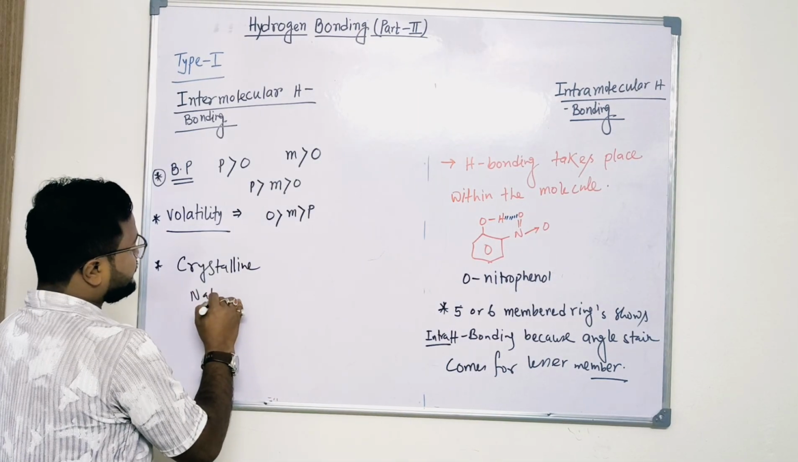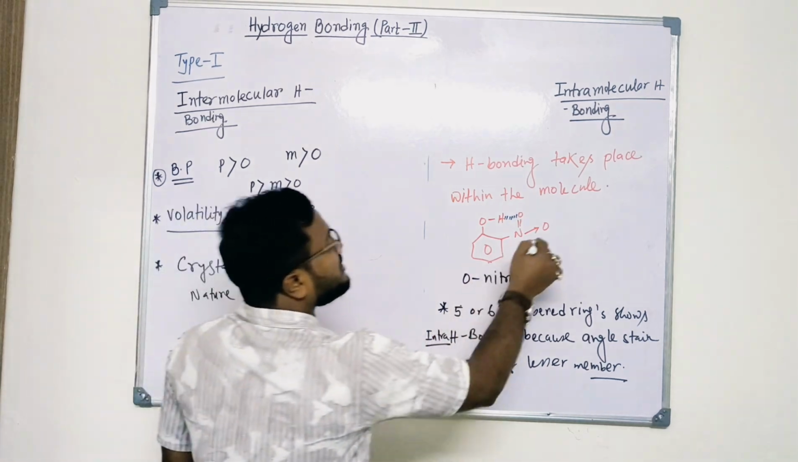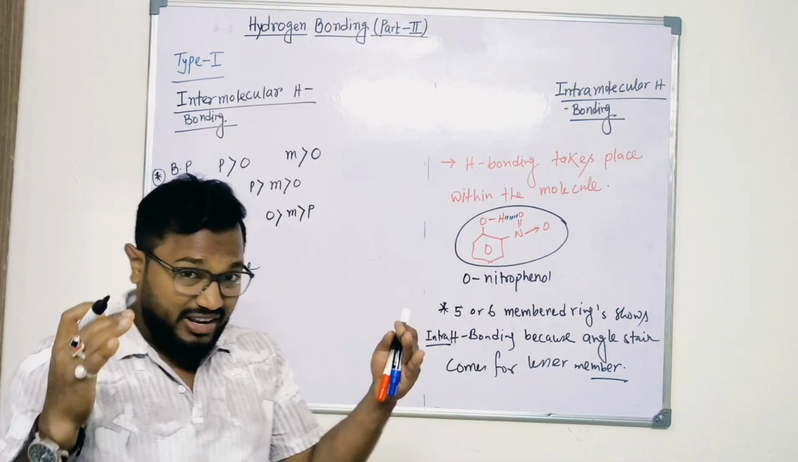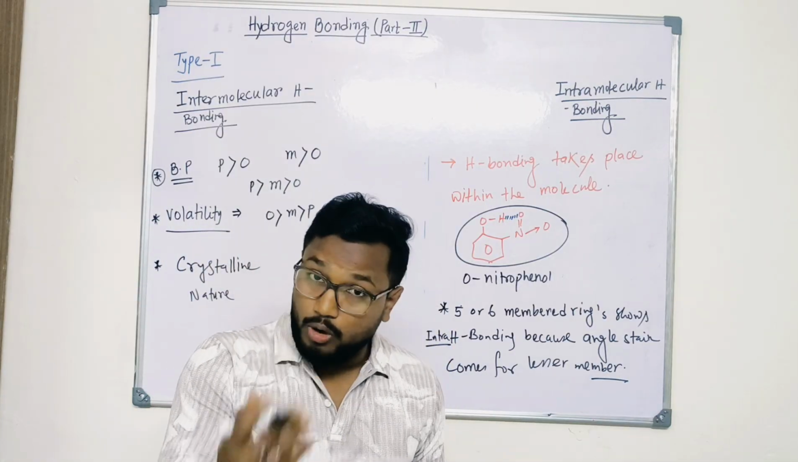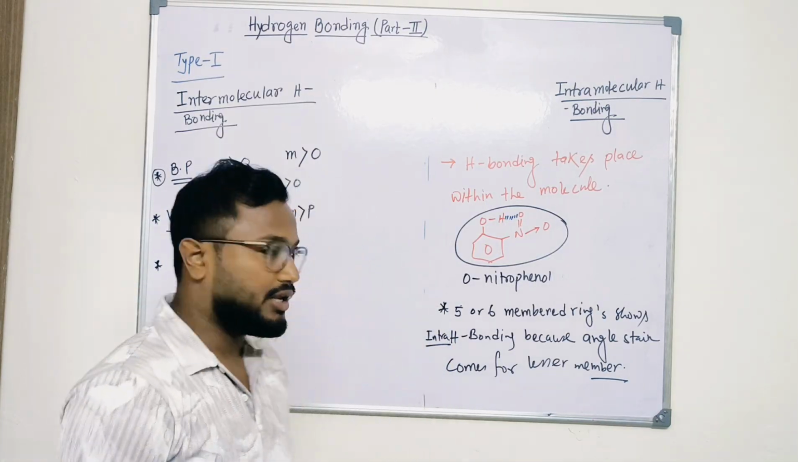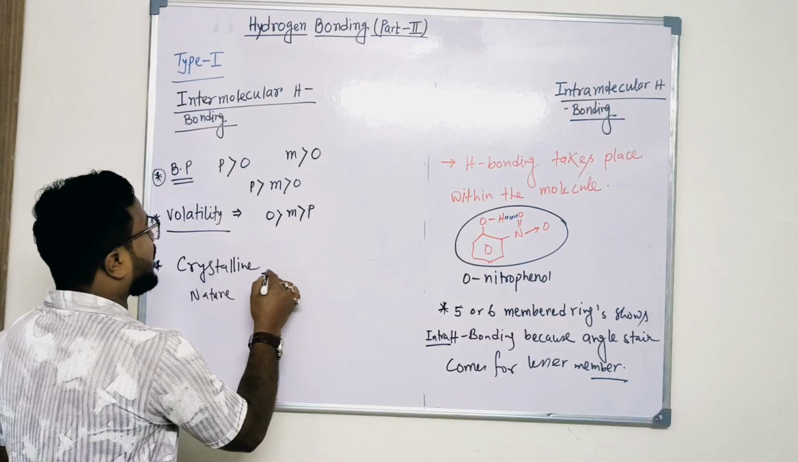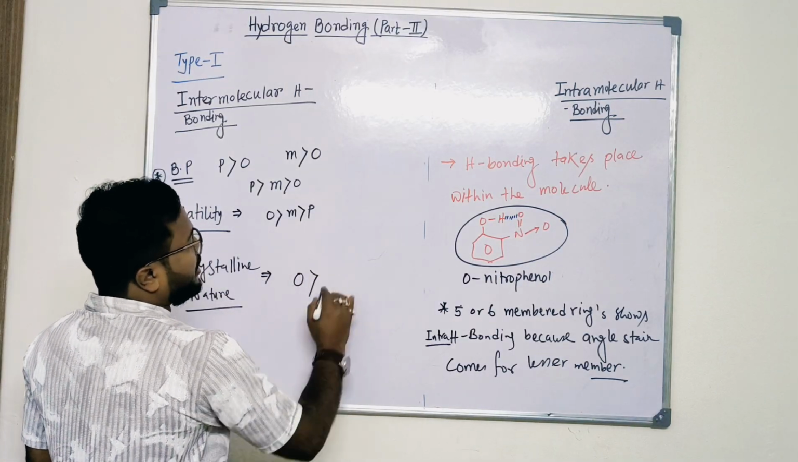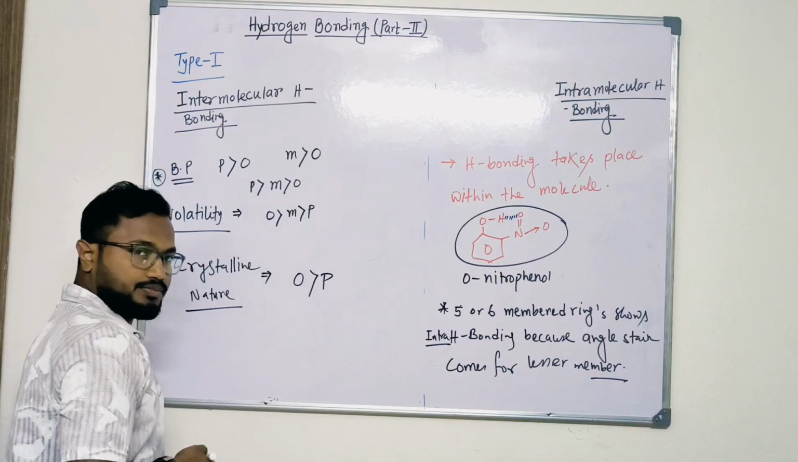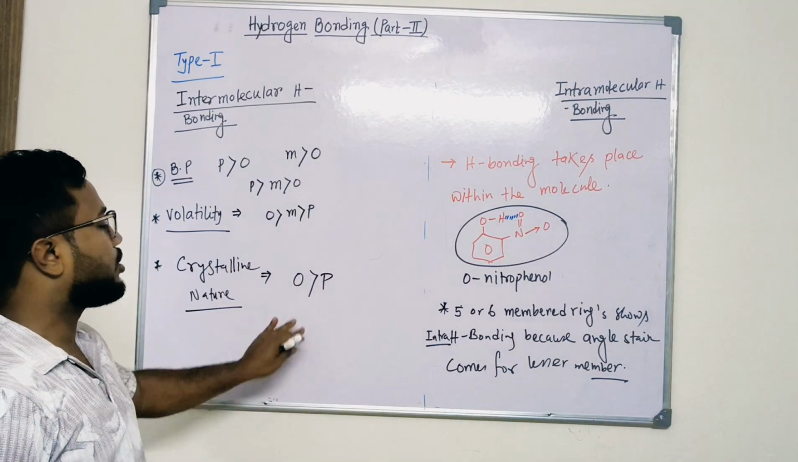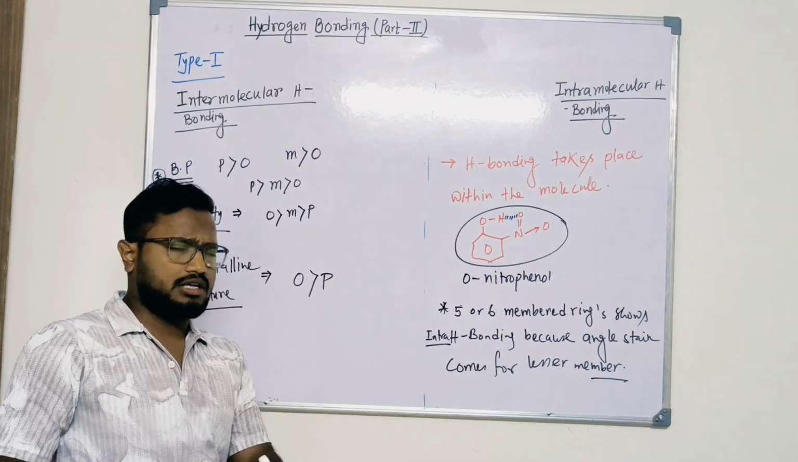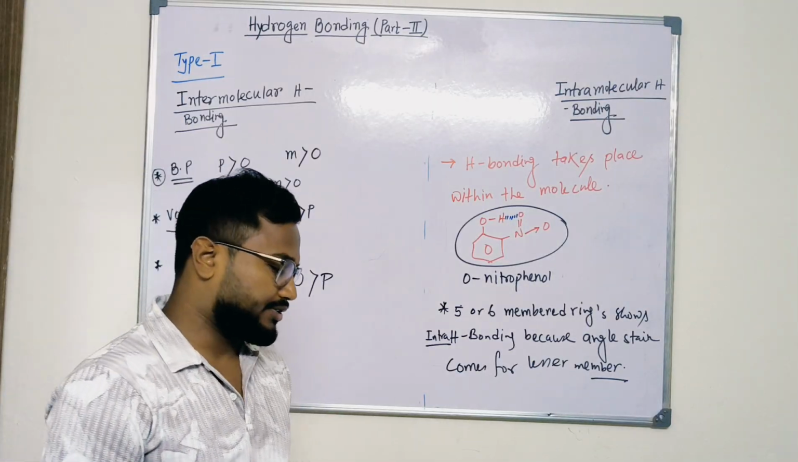Crystalline nature. See, as the molecules are arranged in a single molecule, they are very closely packed. More packing, more crystalline nature. As a result, in crystalline nature, ortho is more crystalline than para compound. So crystalline nature highest will be in ortho, then para. Meta we can't compare actually. Next.